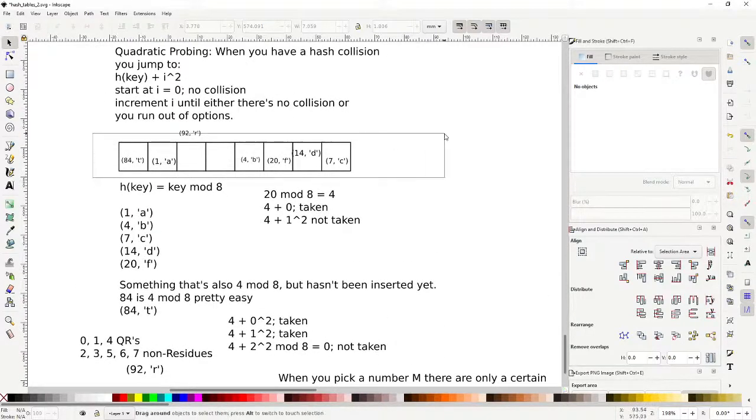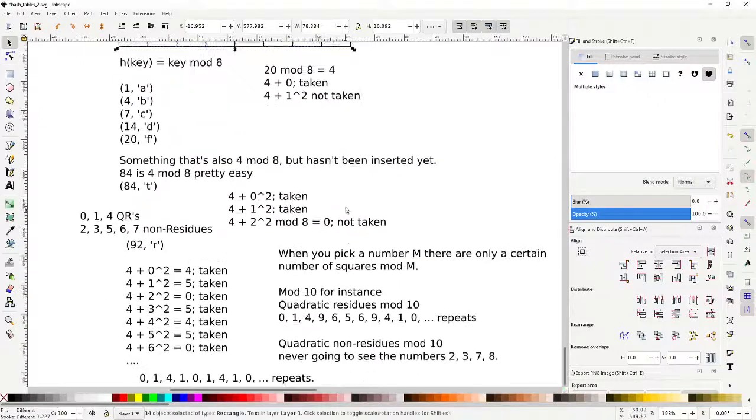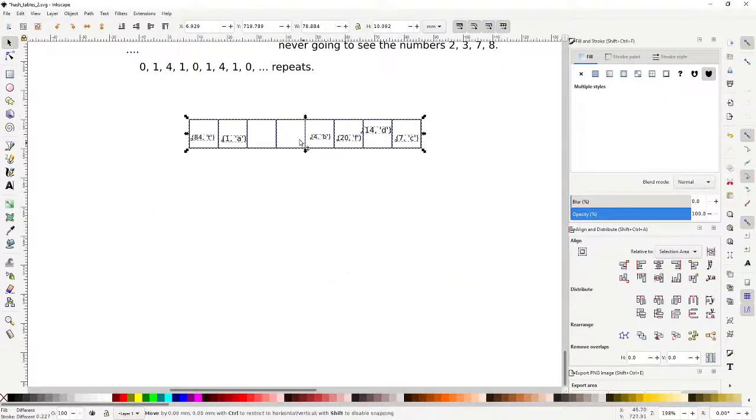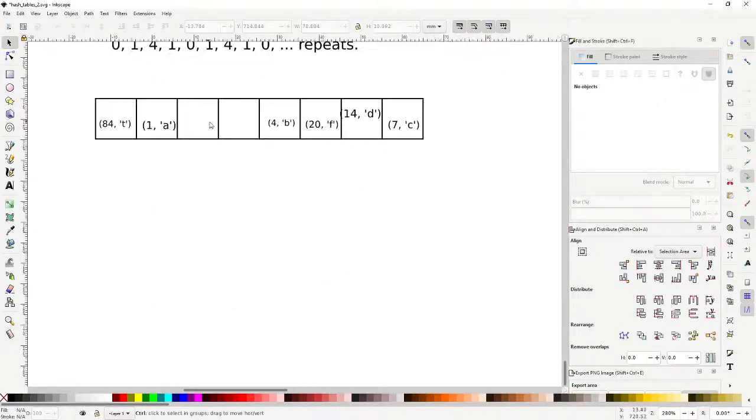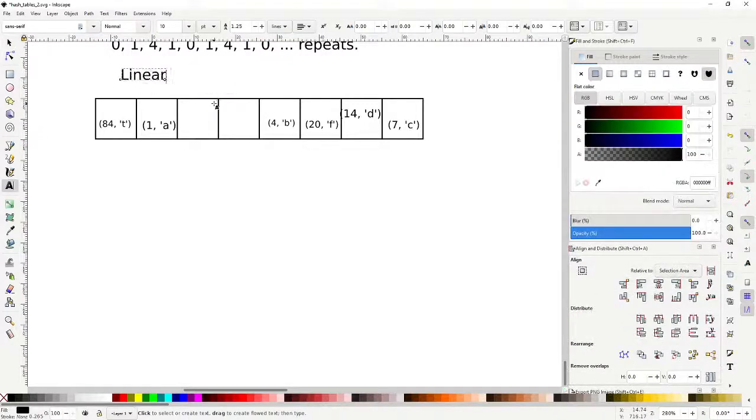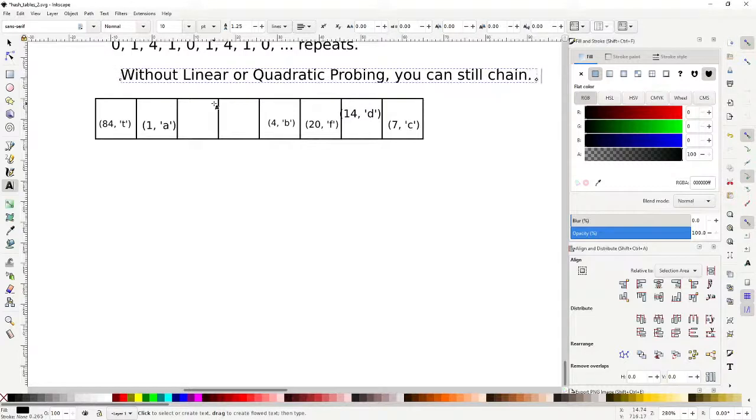And then the last thing to say is that this is not the only solution, right? The other solution for this kind of thing is chaining, right? So sometimes you don't want to do linear or quadratic probing. Without linear or quadratic probing, you can still chain. And so let me explain what chaining is.